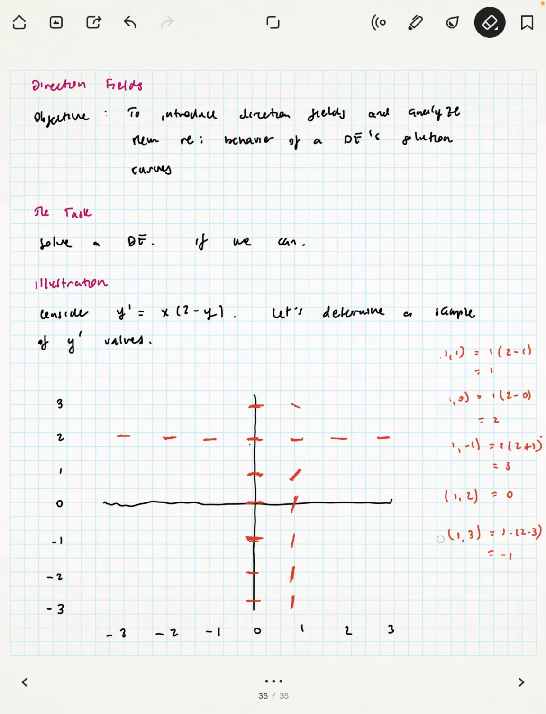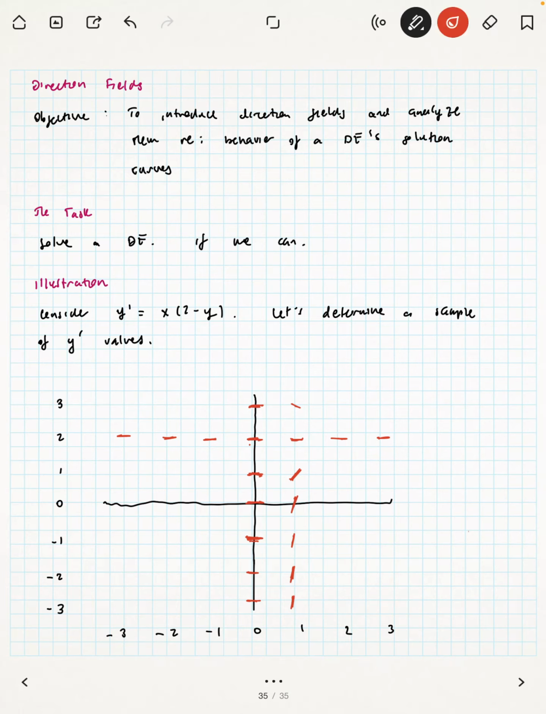Let's repeat the same process on the other side of that line. So we're going to do the same calculations for x equal to negative 1. So y prime of (negative 1, 0) is going to be negative 1 times 2, which is negative 2.